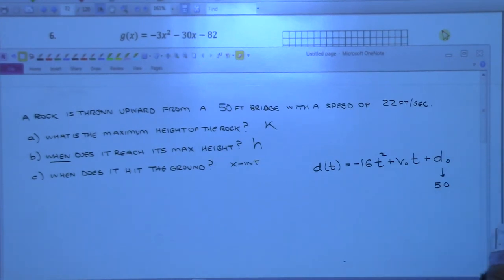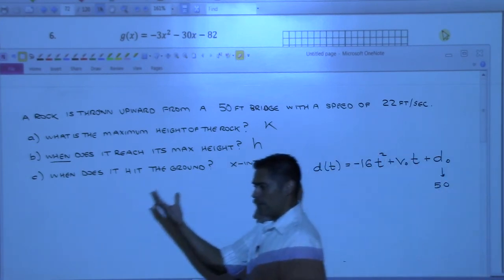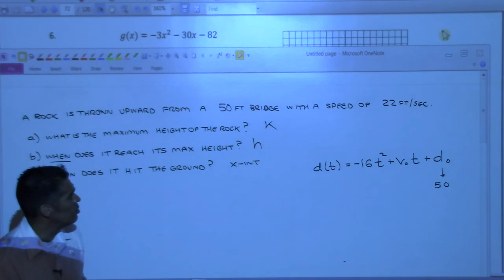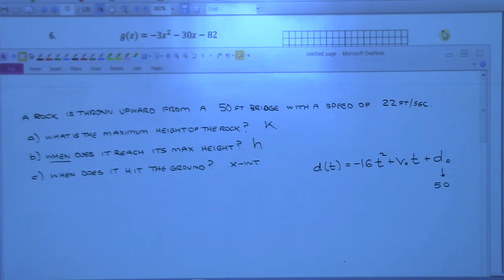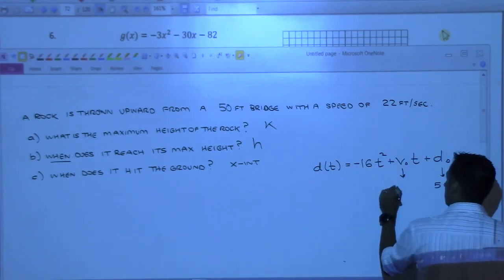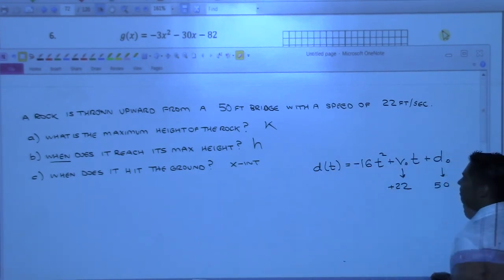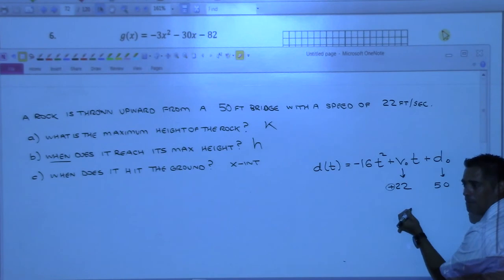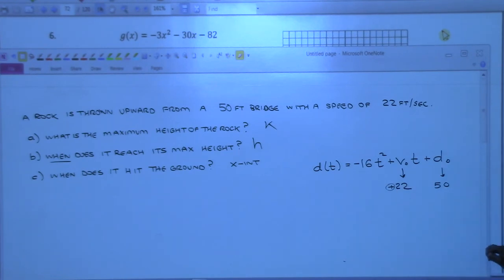And then you're throwing this rock upward with a velocity of 22 feet per second, right? Upward velocity is your V naught, right? And since it's up, I'm going to use positive or negative? Positive. So I'm going to replace V naught with positive 22. I'm just stressing that it's positive, right? If we throw the rock down, it's going to be negative 22.